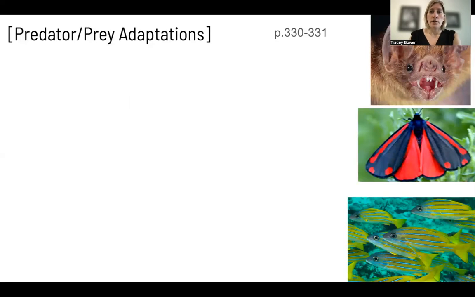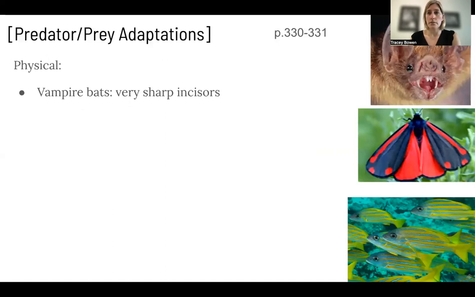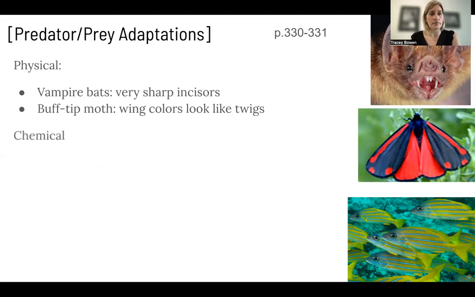So there's also predator-prey adaptations. So there can be physical adaptations, like you can see here with this vampire bat. They have very sharp incisors to allow them to bite and then be able to suck blood. Buff-tipped moths, those have wing colors that look like twigs, so they look like pieces of wood when they're resting, and so that they can take a break without being eaten very easily.